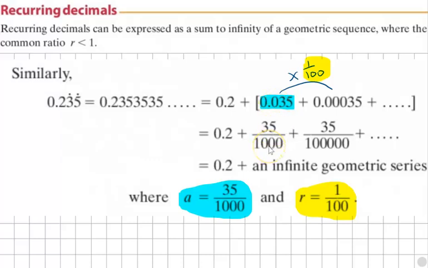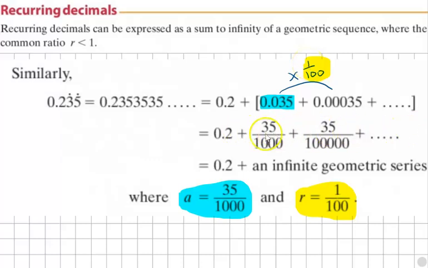0.035 can be rewritten as 35 over 1,000. And 0.00035 can be rewritten as 35 over 100,000, and so on. So what's happening each time is you're multiplying by 1 over 100. So 0.035 multiplied by 1 over 100 is 0.00035, and likewise 35 over 1,000 multiplied by 1 over 100 is 35 over 100,000, and so on. So each time you're multiplying by 1 over 100.